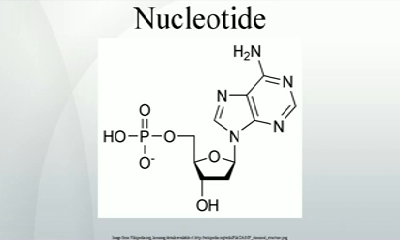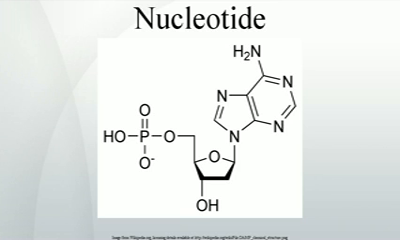Structure. A nucleotide is composed of a nucleobase, also termed a nitrogenous base, a 5-carbon sugar, either ribose or 2-deoxyribose, and one or more phosphate groups. Without the phosphate group, the nucleobase and sugar compose a nucleoside.